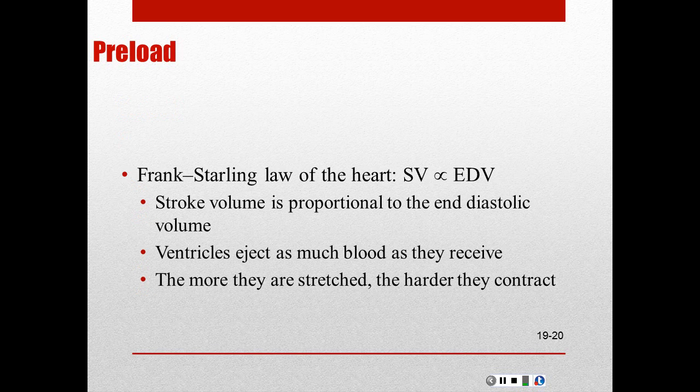Now the Frank-Starling law of the heart states that the SV, the stroke volume, is proportional to the EDV. Ventricles tend to eject as much blood as they receive. So if they don't receive a lot of blood, they're not going to eject a lot of blood. And this effect helps balance the output of the two ventricles.